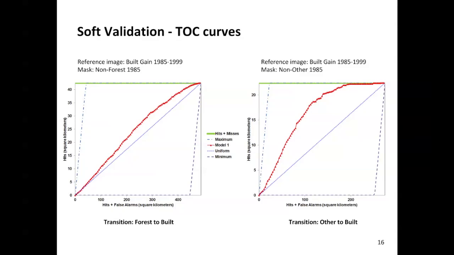We use the total operating characteristic method to conduct the validation of the soft classified maps, called probability maps in Dinamica. Here we are showing the results for the transitions to the built category. The figure on the left shows that the model was as good as random at predicting the forest to built transition, and it was better than random for predicting where the transition to built would not occur. The figure on the right shows that the model was better than random at predicting where the transition from other to built would occur, as well as where it would not occur.